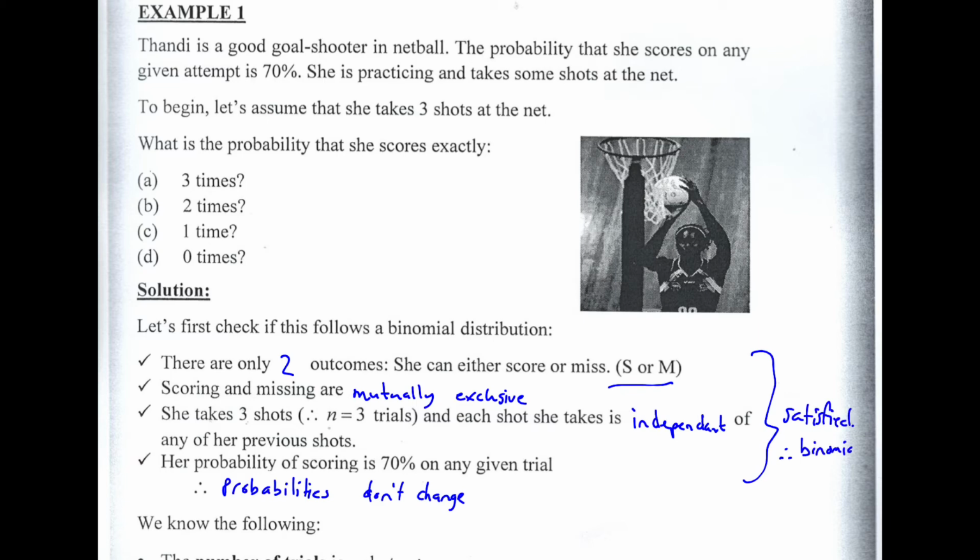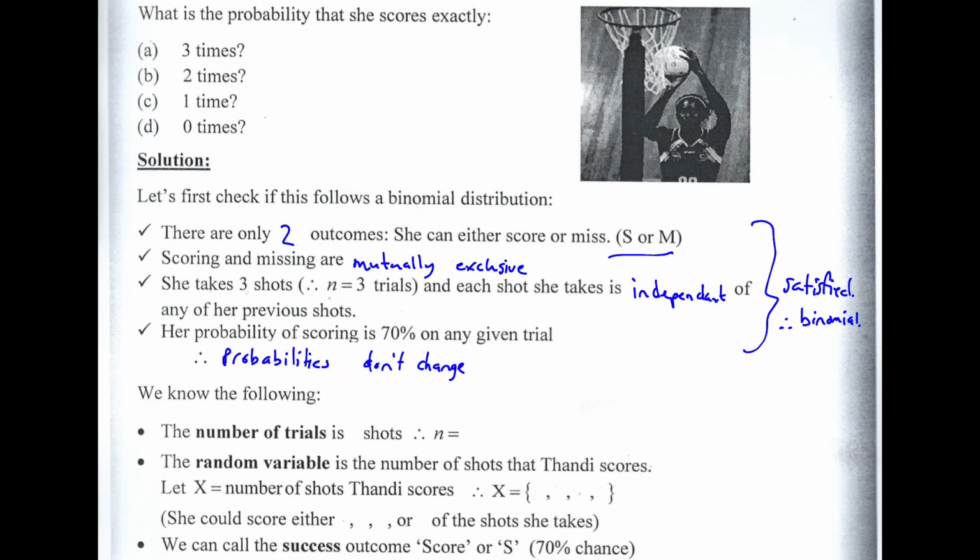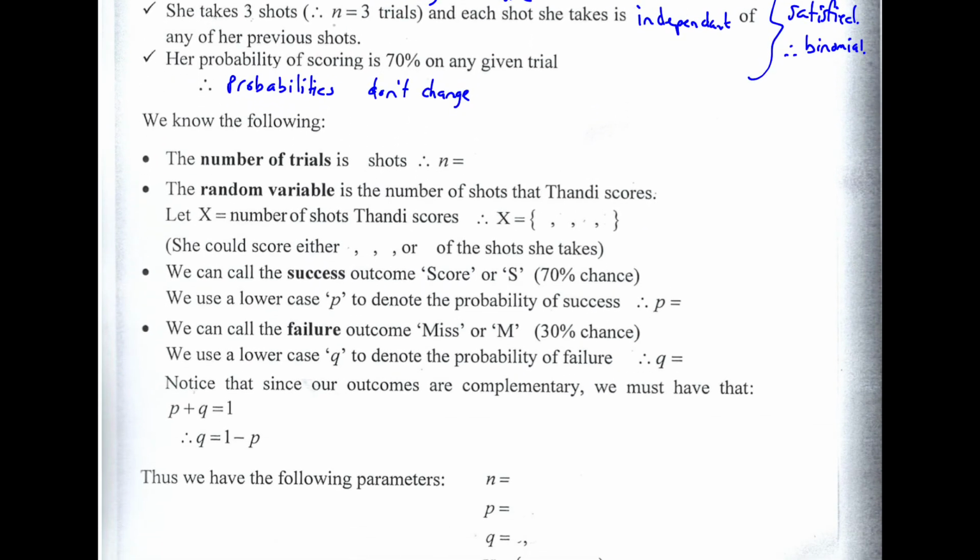If you need to go through that again, you can pause now and go back on the video. Otherwise, let's go on. Let's look at the information that we know. Firstly, we need to know how many trials there are. There are 3 shots, therefore n is equal to 3. N represents the number of trials. The random variable is the number of shots that Thandi scores.